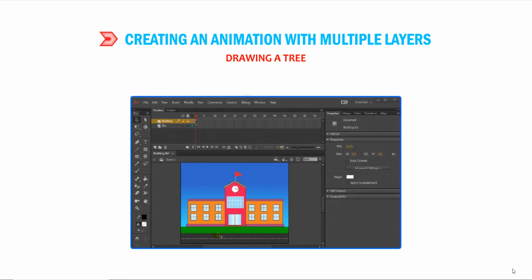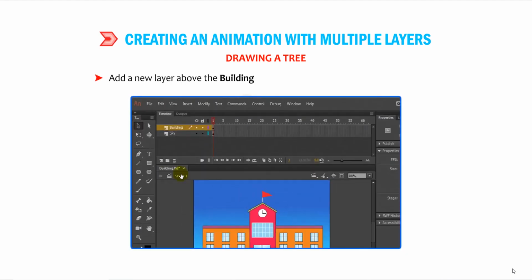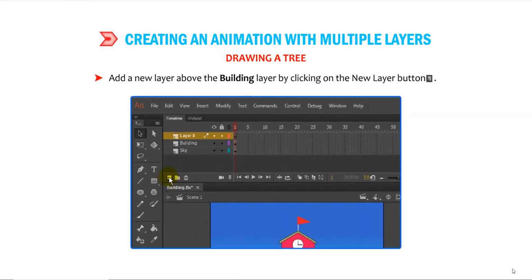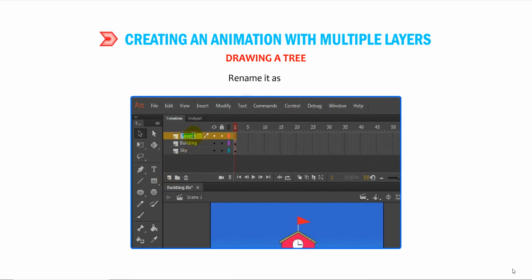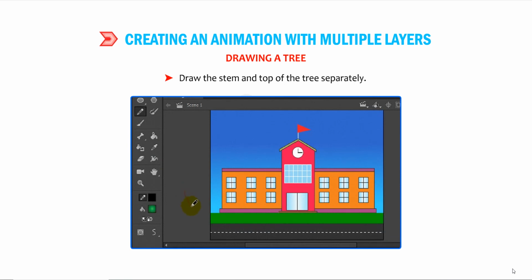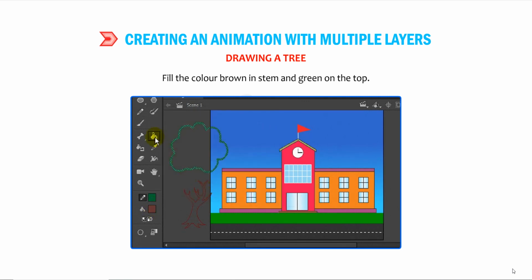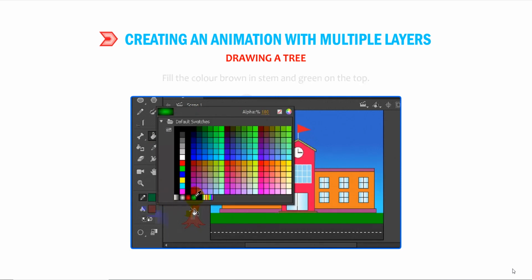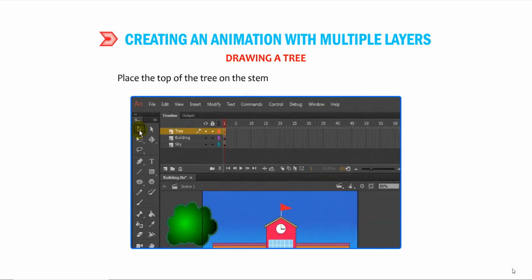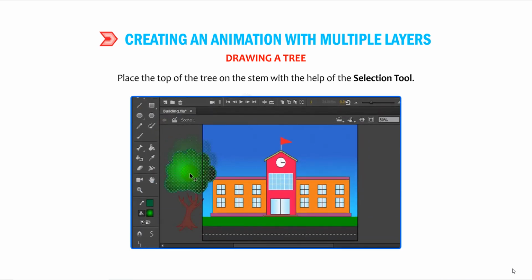Drawing a tree. Add a new layer above the building layer by clicking on the New Layer button. Rename it as Tree. Draw the stem and top of the tree separately. Fill the color brown in the stem and green on the top. Place the top of the tree on the stem with the help of the Selection tool.